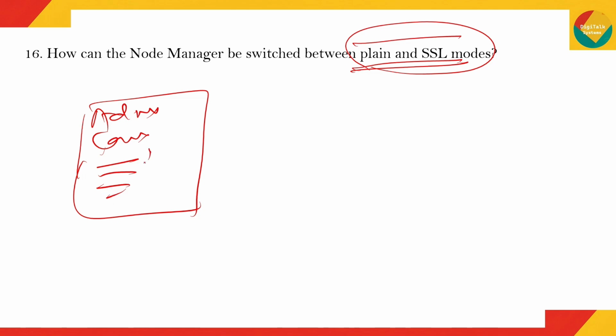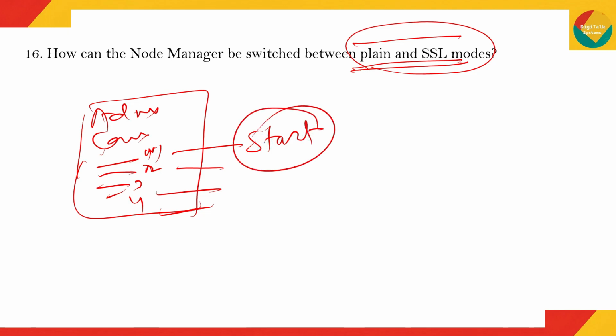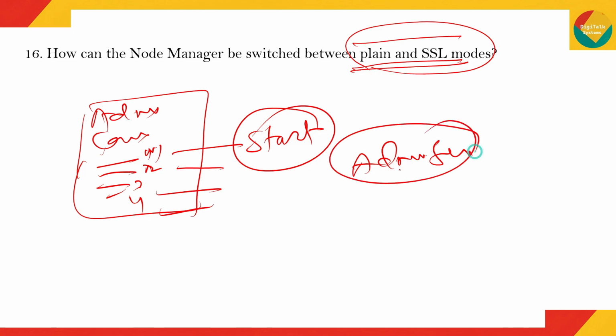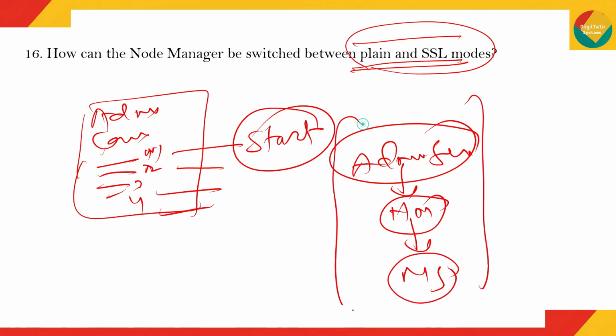Okay, and here you have listed managed servers 1, 2, 3, 4. So suppose you give the command start. So the communication is like: admin server communicates with the node manager, and with the help of node manager, it reaches the managed server. This is a very straightforward cycle.